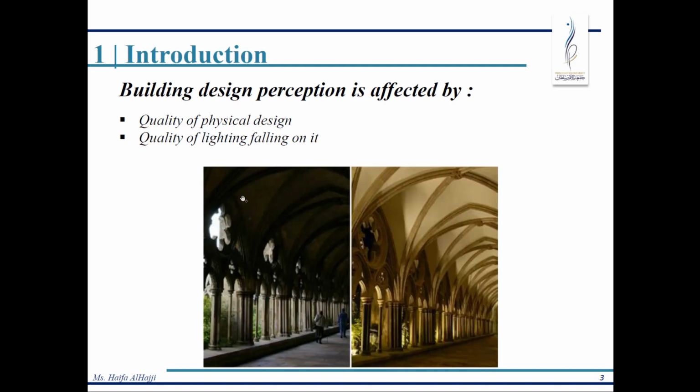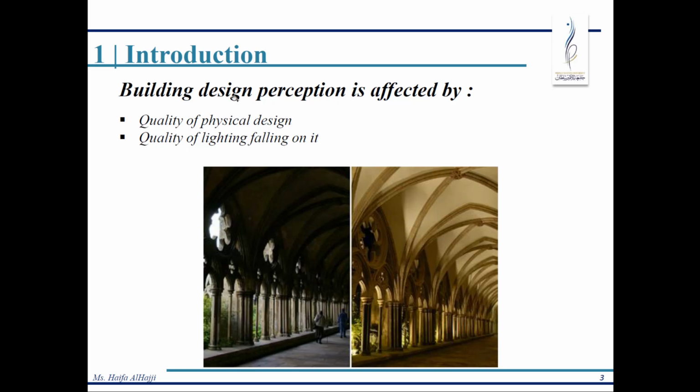So first, let's have a look at the introduction about lighting and architecture. As we can see in these two images, these are two images of the same space, but the difference between them is that one of them has lighting from inside and the other has no light from inside, only lighting from outside. As we can see, the source of lighting and the color of lighting has a major impact on how we perceive the space.